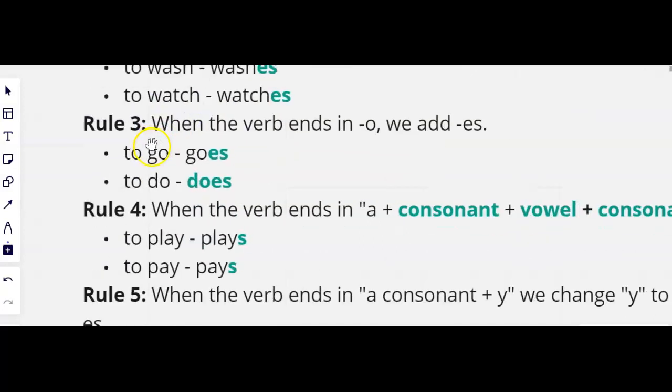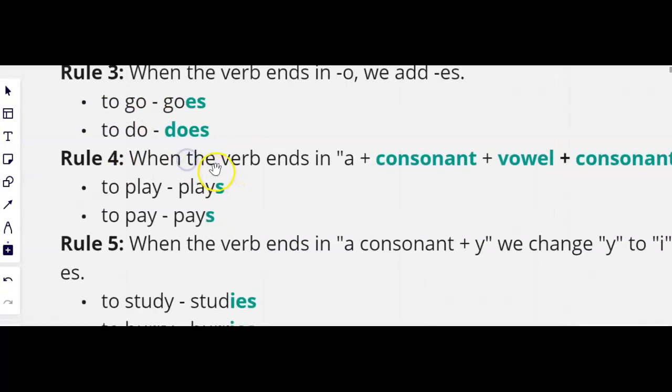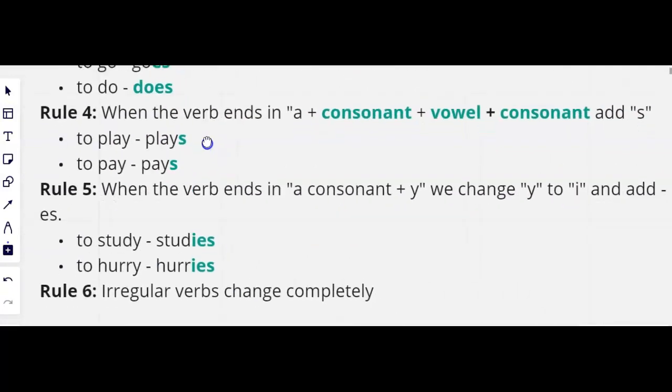Now, let's see the rule number 3. When the verb ends in o, we add es as well. For instance, go, or to go, is goes in that case. To do, does. In this case, not as an auxiliary, but as a verb. All right? All right, perfect.